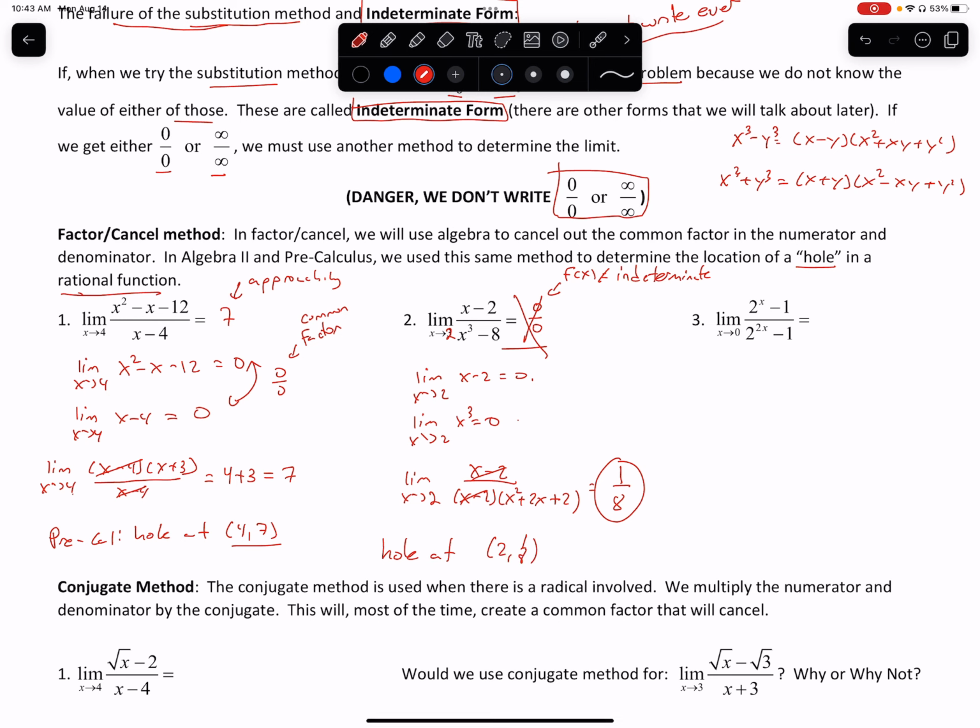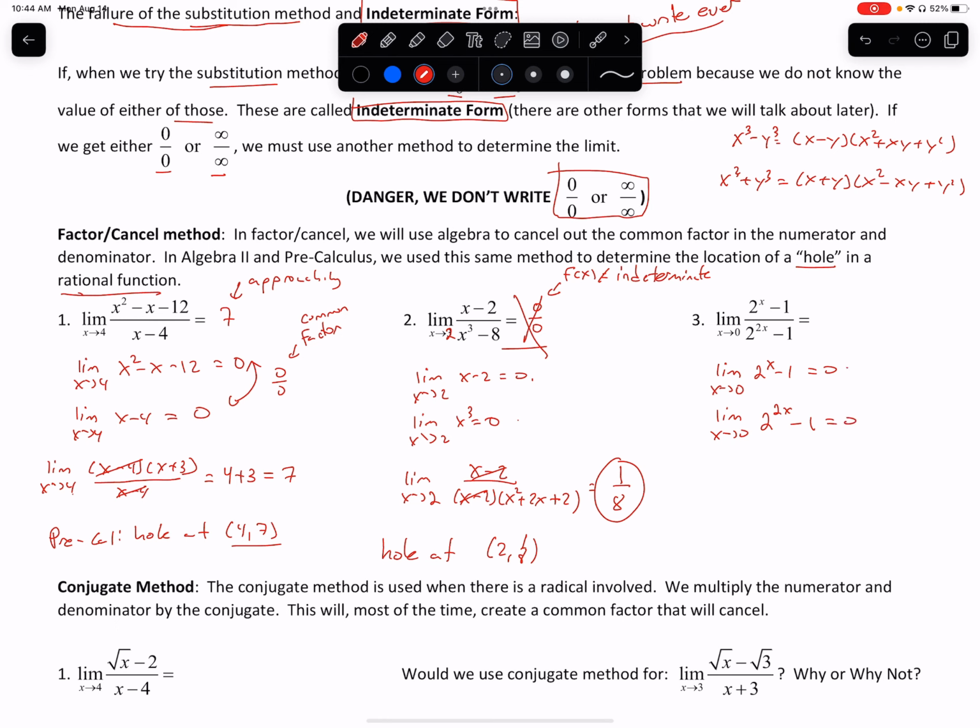All right, let's try the next one. Again, if I plug in the 0, I'm going to get 0 on top, and I'm going to get 0 on bottom. But we do not write that. Don't even do that. That would be marked wrong also on the AP. You have to rewrite it. I don't know why they do it, but they want you to. 2 to the x minus 1 is 0, and the bottom as well. And we're going to be doing this a lot throughout the year, so we just want to get in the habit of making sure we're doing it correctly.